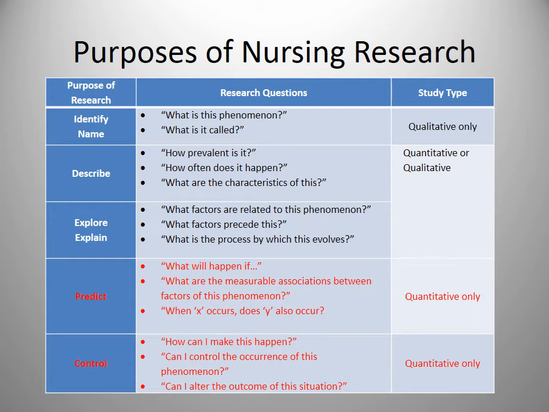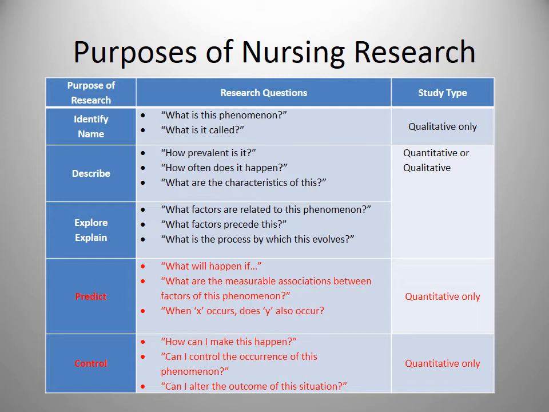Explore and explain: what factors are related to this phenomenon, what factors precede this, what is the process by which this evolves. Certainly leans more qualitative in nature, but if we're measuring anything numerically, then it could be quantitative. Predict and control are quantitative only. Questions like, what will happen if we manipulate this? What are the measurable associations between factors of this phenomenon? When this occurs, does Y also occur? So that's very easy to pick out that this is quantitative. We're looking for cause and effect there.